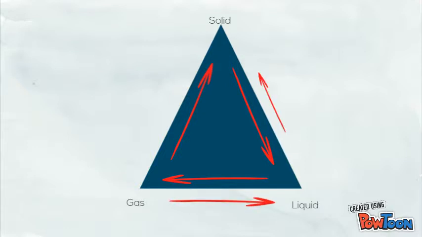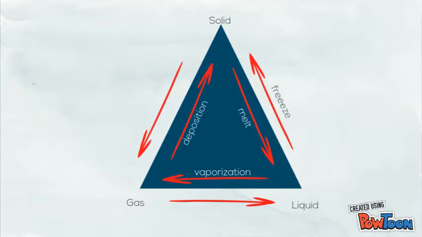Heat transfer is what causes phase changes of different objects. Changes can go from solid, liquid to gas, or the other way around, depending on whether it is gaining or losing energy. These processes are called freezing, melting, vaporization, sublimation, deposition, and condensation.